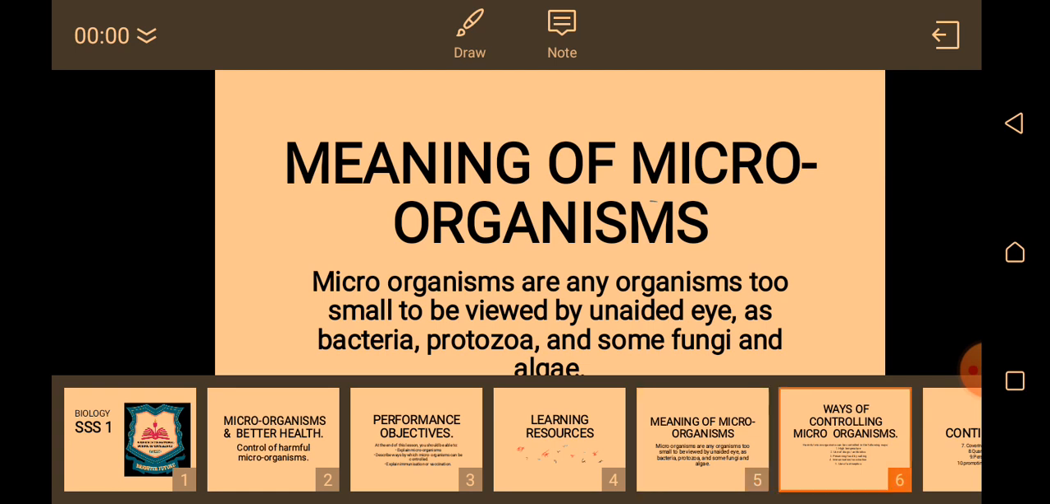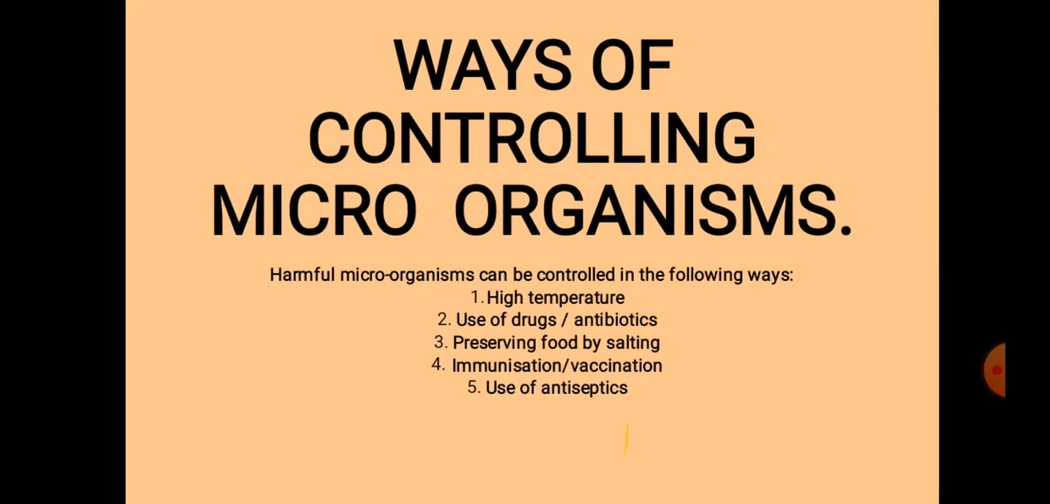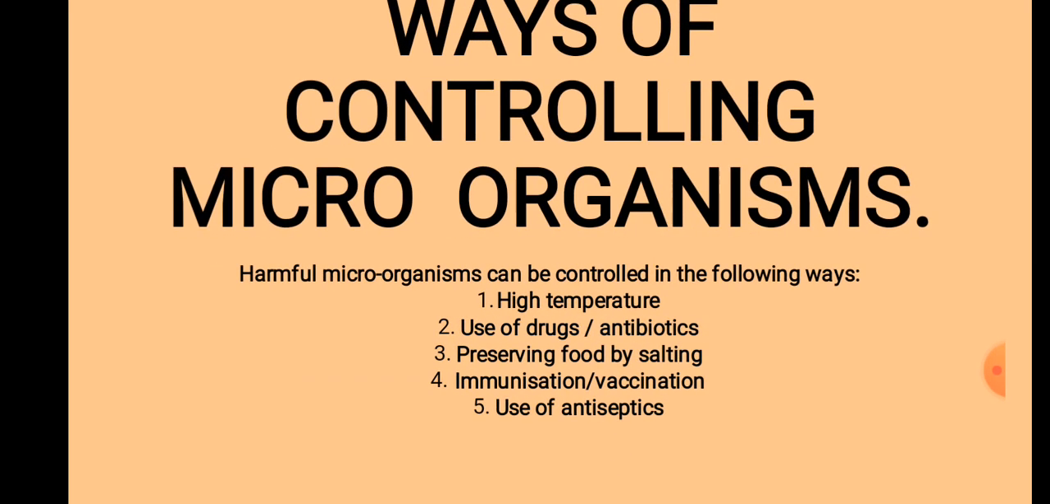Let's look at the ways of controlling microorganisms. Harmful microorganisms can be controlled in the following ways. You can control them with the use of high temperature. If you have any object at home that you think may have an organism, maybe because it has been kept for a long time, you can sterilize it by boiling it. By boiling it, you are exposing it to high temperature. And even if it is food, you can also heat it as well.